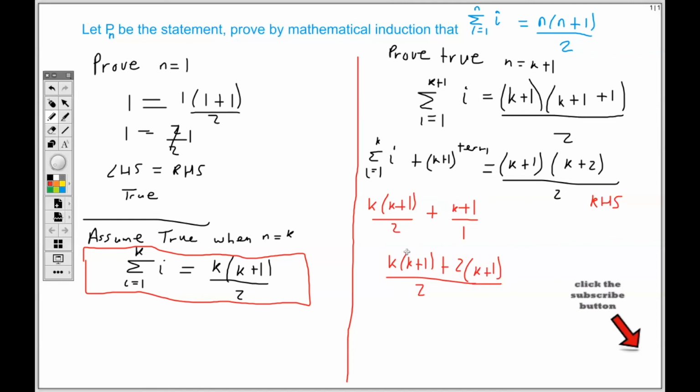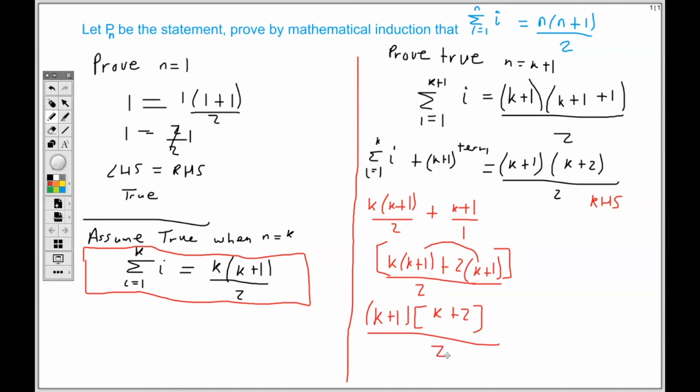I'm not going to expand this. Now k plus 1 is common, so let me put a square bracket because I'm going to factor out the k plus 1 that I have here. Factoring out, I have k plus 1, and what's left within the square bracket, since I factored out these two, is k plus 2, all over 2. So as you can see, the left-hand side is the same as my right-hand side.